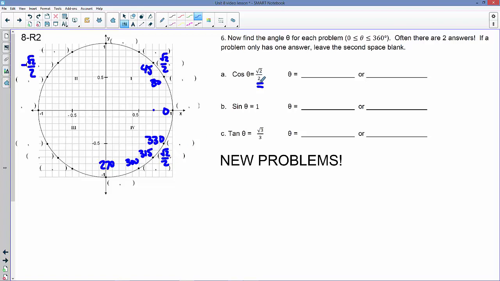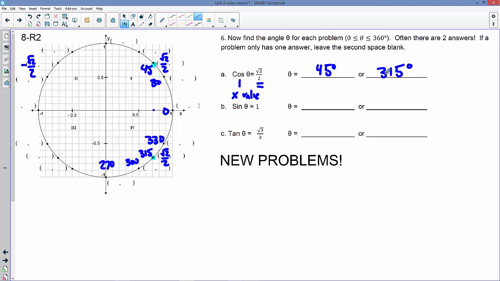So what two dots have an x value, because cosine is the x value, of radical 2 over 2 or 0.707? It turns out to be these two, right there and right here. So that is 45 degrees or 315 degrees.